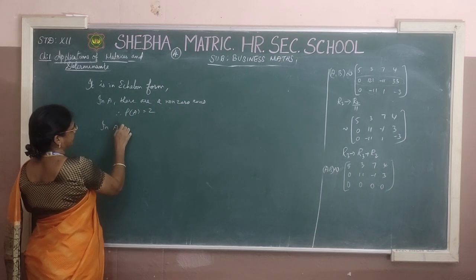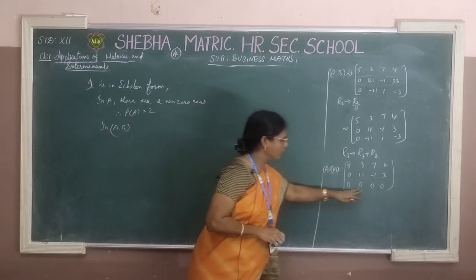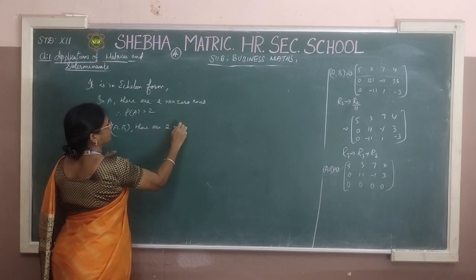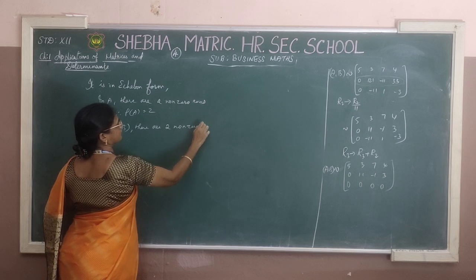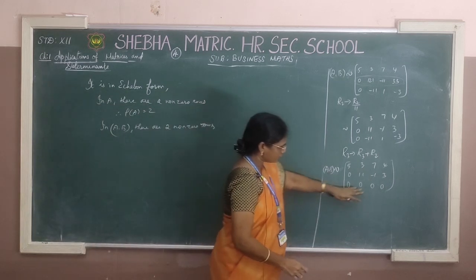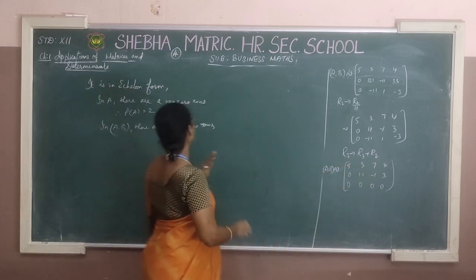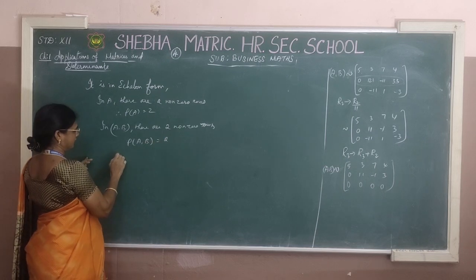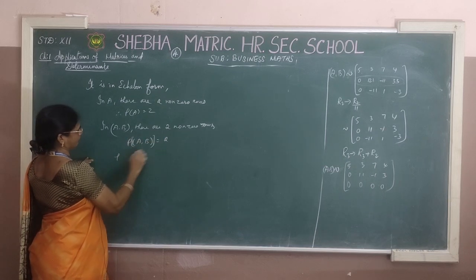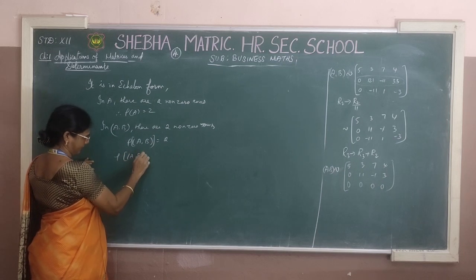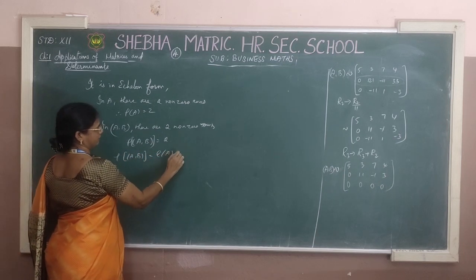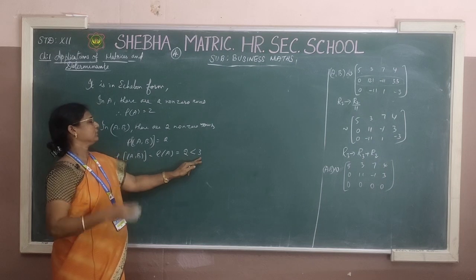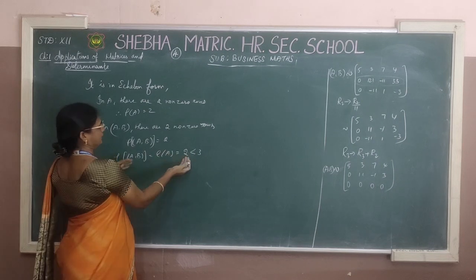Similarly, in AB, consider all the four columns. Here also there are two non-zero rows. These two are the only non-zero rows. So our rank of the augmented matrix is also equal to 2. But these two are equal. Rank of AB equals rank of A, which is equal to 2. But this is less than 3. This is less than our number of variables. 3 variables are given, but our rank is 2.